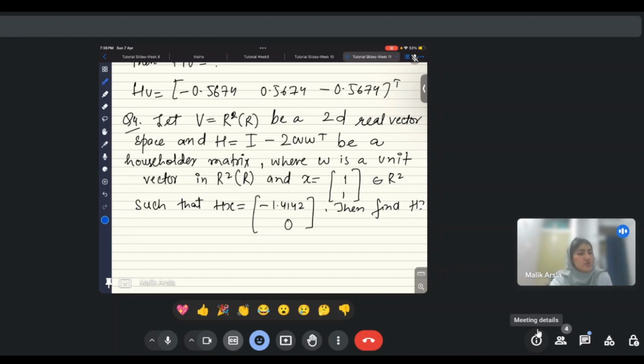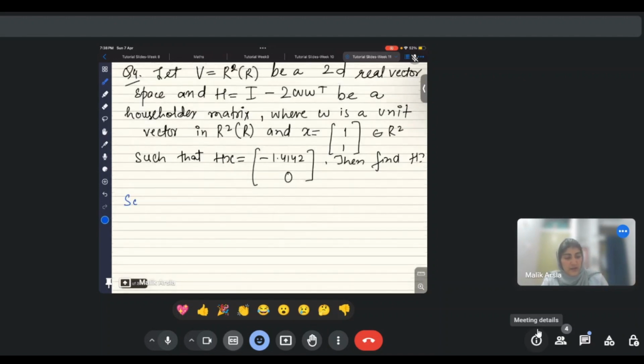See, there are two ways to do this. We know that since the entries here are only 2, H is going to be a 2 cross 2 matrix. Then we write H in such a way that it is a real, orthogonal and symmetric matrix. After that, we put Hx equal to this value. Then we will get two equations and two unknowns and we solve that. So that is a basic method. I'll write that down.